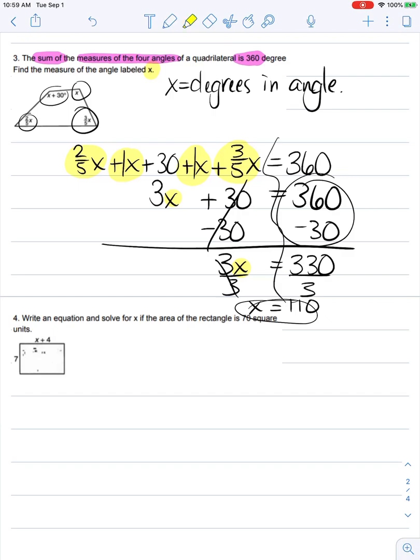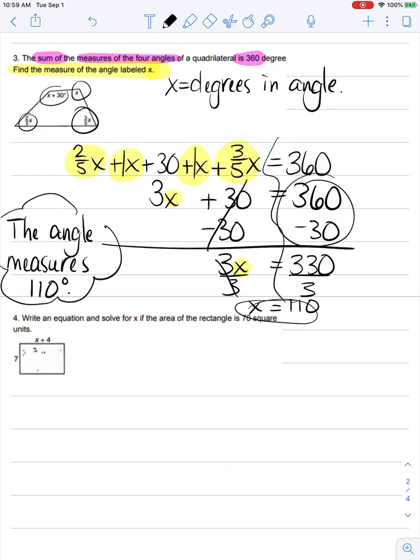The question says, find the measure of the angle labeled x. So the angle measures 110 degrees. That's the answer to my question.